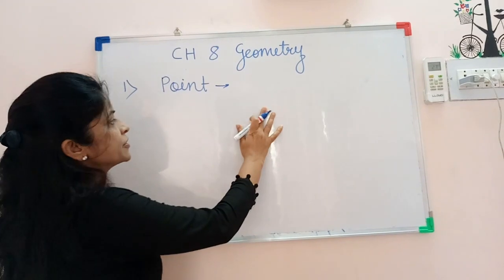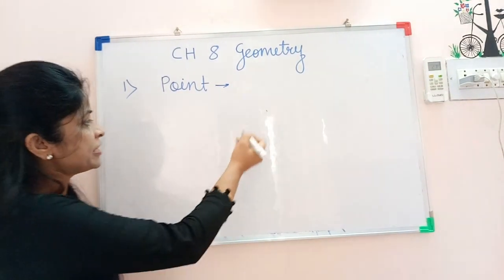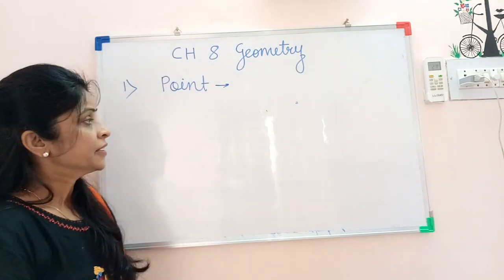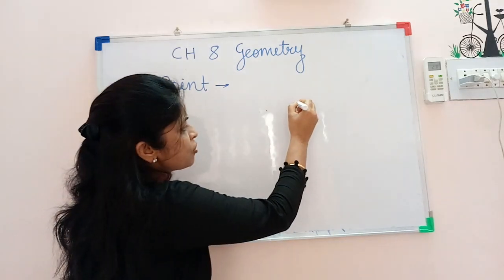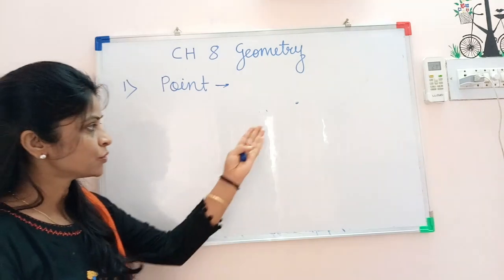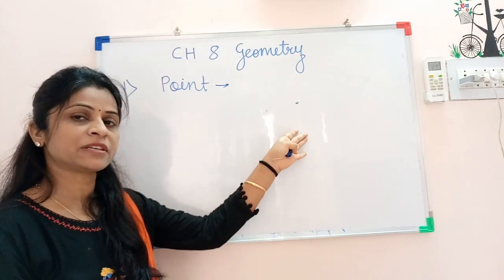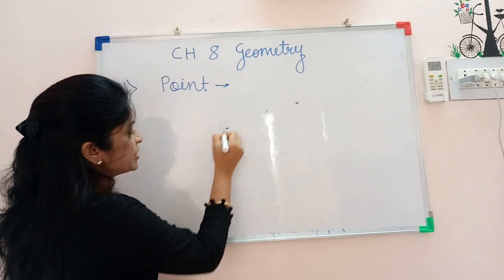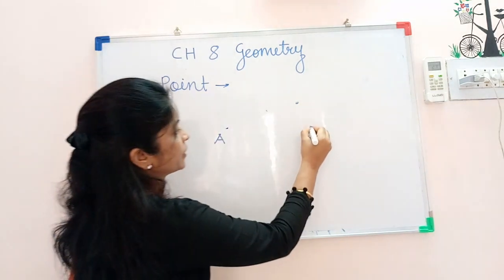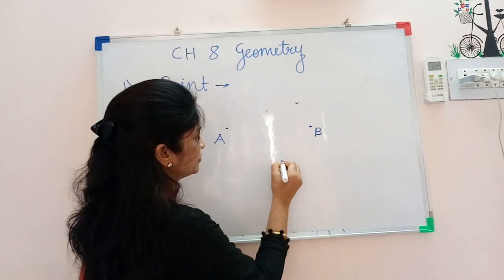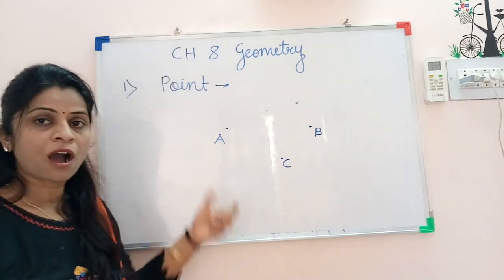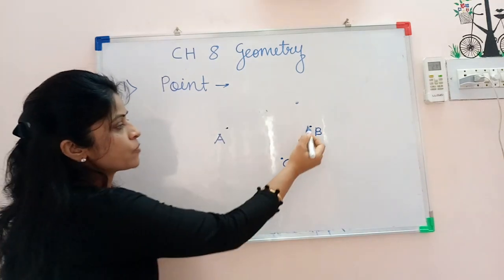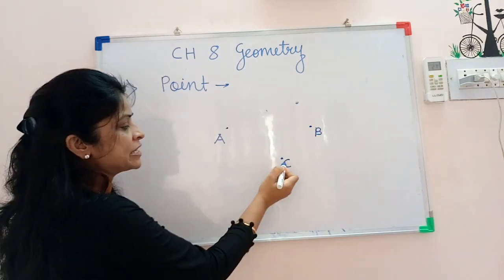Now let's see point. What is point? Point is an exact location in space. It is represented by a small dot. It has no length, no breadth and no thickness. So here I put a point and gave a name A, B, C. How will we read the point? Point A, point B and point C.